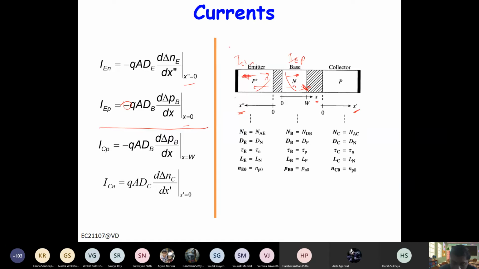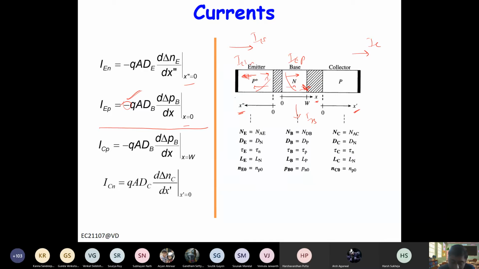Now I_E is defined like this, right? I_C is defined like this, and I_B is like this, right? So if the slope is positive, so this is holes, right? So that's negative sign is correct. Okay, because holes are decreasing, so this current will be in positive x direction because dp/dx is negative, right?